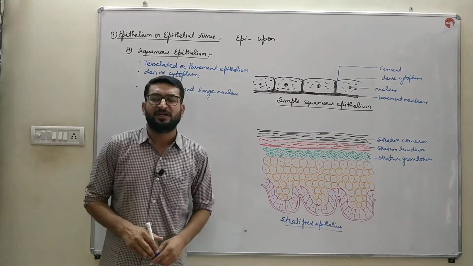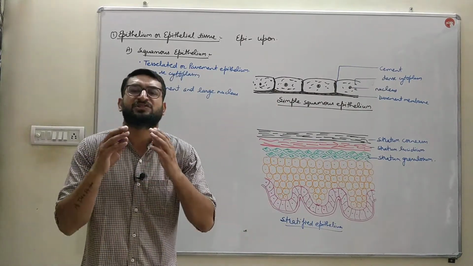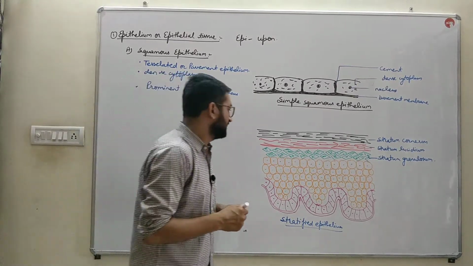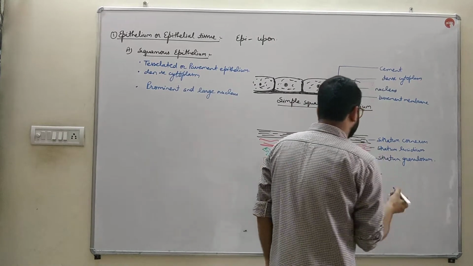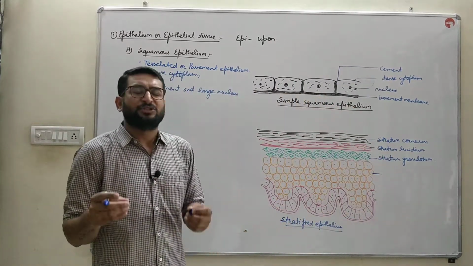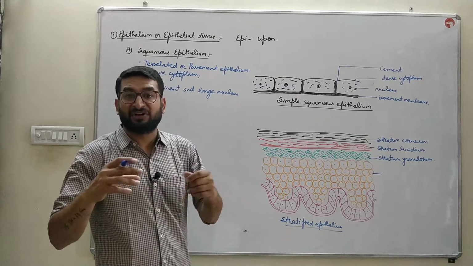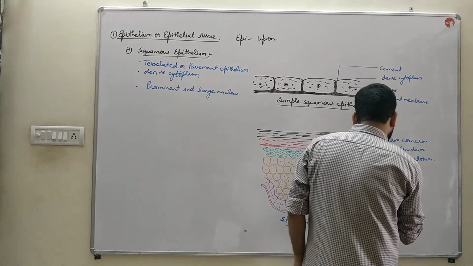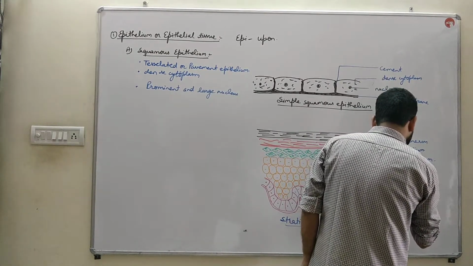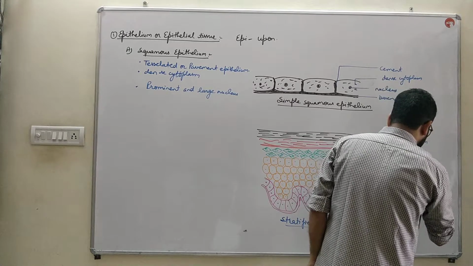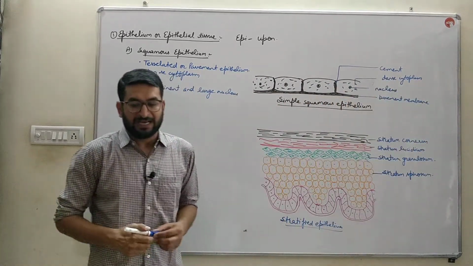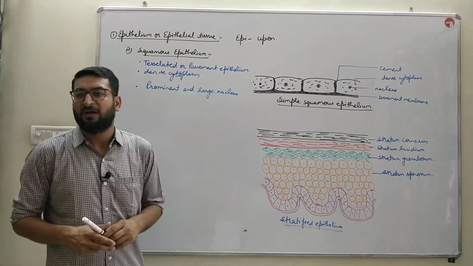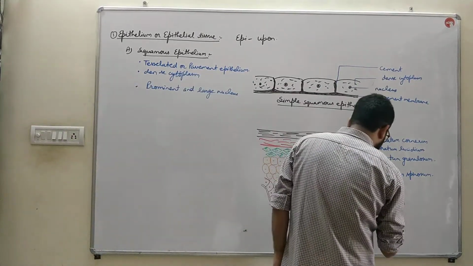So the first one is stratum corneum, the second one is stratum lucidum, the third one is stratum granulosum, and the fourth, the cells which are somewhat spherical in shape, those cells are isodiametric, that means they have an equal diameter from all the sides, and that is known as stratum spinosum, the fourth layer. And the last layer, which is present as a base of this tissue, is known as stratum basale.